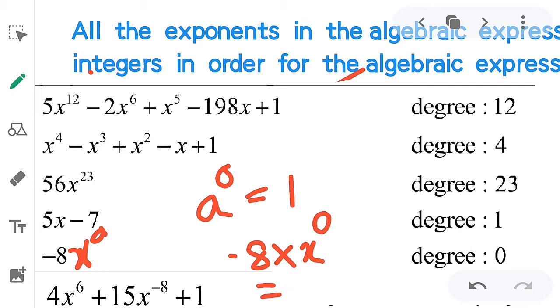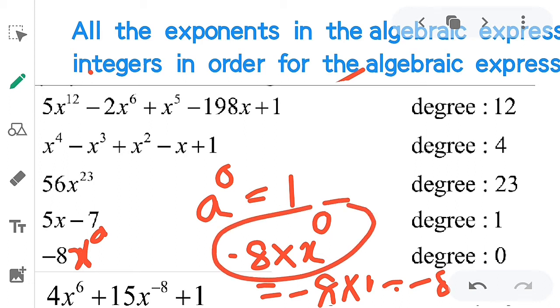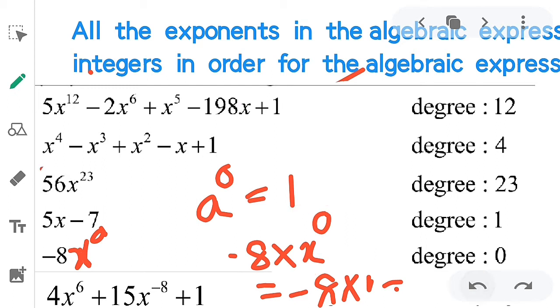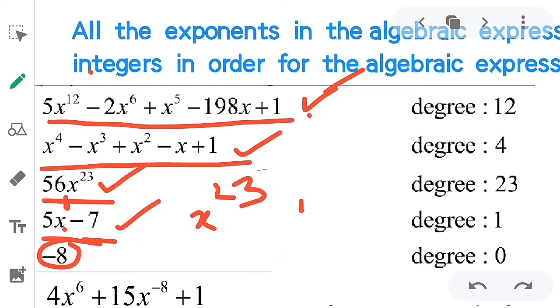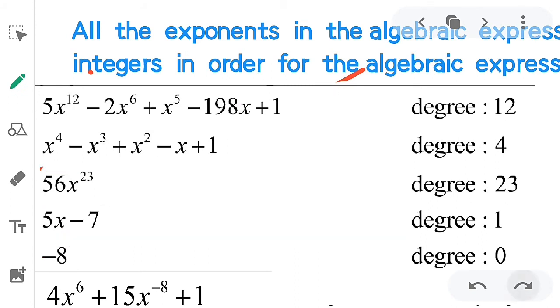How can I write this? Minus 8 into x power 0, where the value of x power 0 is 1, equals minus 8. So can I write this minus 8 as minus 8 into x power 0? Yes, we can write it like this.